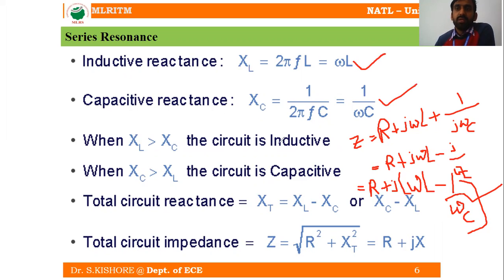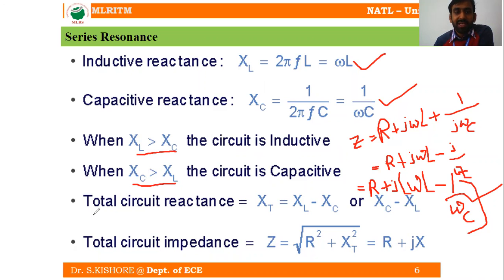So in an RLC circuit, if the inductive reactance is dominating with respect to XC, that means XL is greater than XC, so obviously the circuit is going to be more inductive. If we consider the other case, that is XC is greater than XL, then the capacitive reactance is going to dominate, so the circuit is going to be more capacitive in nature.